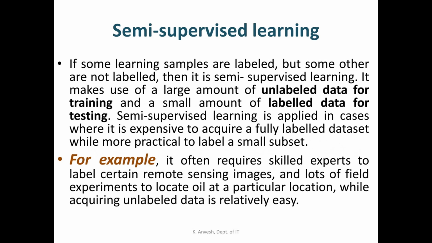Semi-supervised learning. If some learning samples are labeled, but some others are not labeled, then it is semi-supervised learning. It makes use of a large amount of unlabeled data for training and a small amount of labeled data for testing. Semi-supervised learning is applied in cases where it is expensive to acquire a fully labeled dataset while more practical to label a small subset. For example, it often requires skilled experts to label certain remote sensing images, and lots of field experiments to locate oil at a particular location, while acquiring unlabeled data is relatively easy.